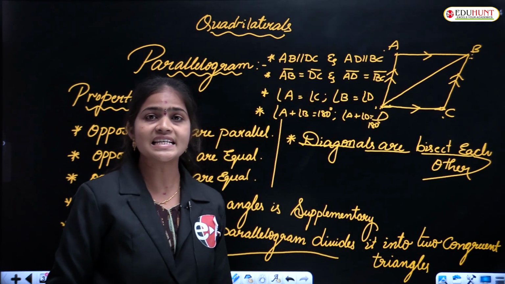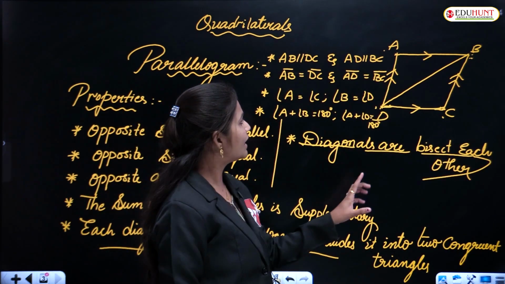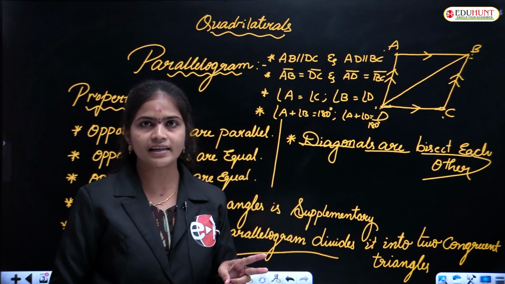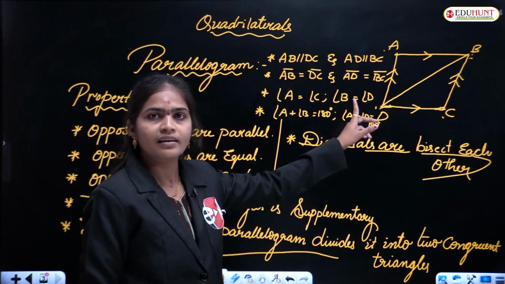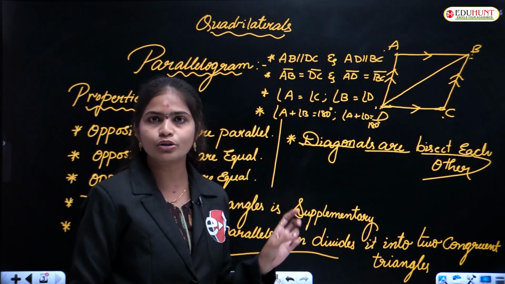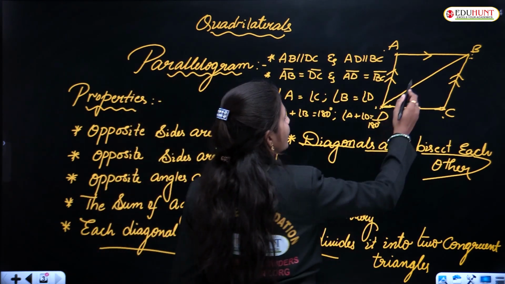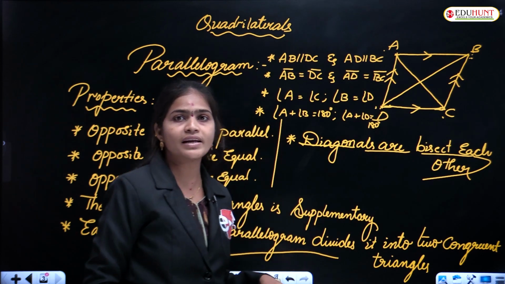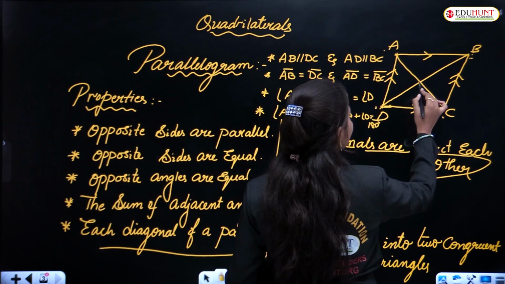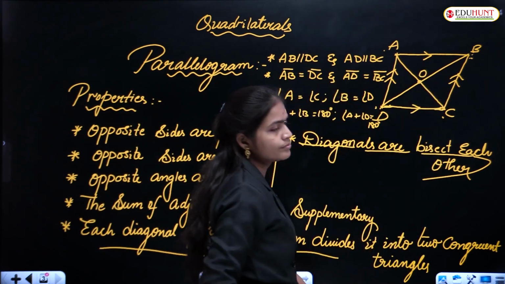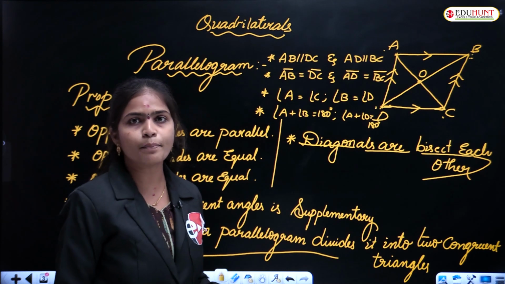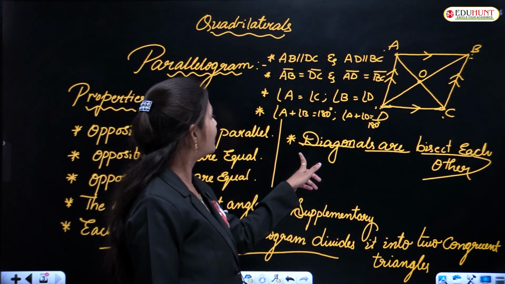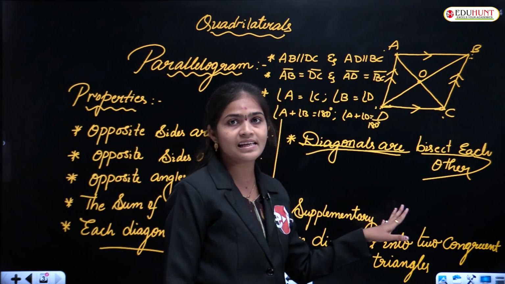And the last point is: diagonals bisect each other. Diagonals bisect each other means, we know that in a quadrilateral we have two diagonals. And in the same way, in a parallelogram also we have two diagonals only, no? So one is BD, another one is AC. Those two also intersect at the point O. Now here they are saying that diagonals bisect each other.